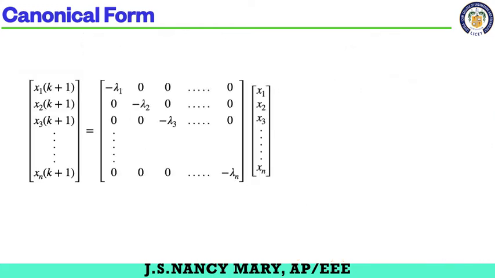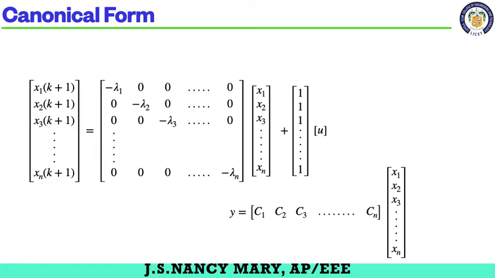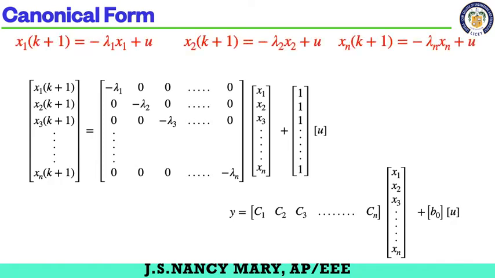Now I need to write the matrix, so I can write lambda 1, lambda 2, lambda 3 as a diagonal matrix, which is independent of other variables, and then u, and y is equal to the row matrix c1 c2 into x1, x2. Same thing. The only difference is this is not a continuous system. This one is a discrete time system, so we are having x1 of k plus 1, not the time variable. So this is your canonical form.